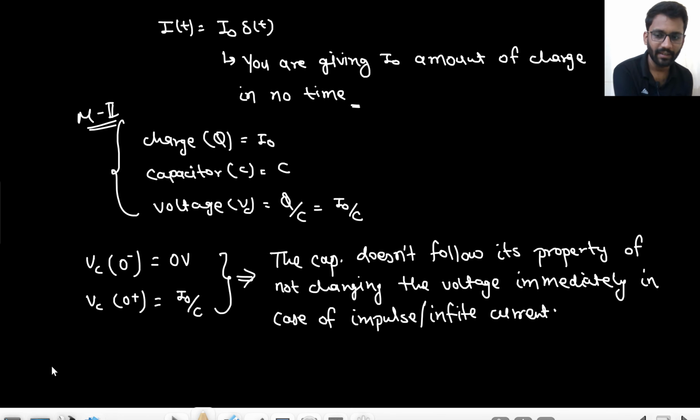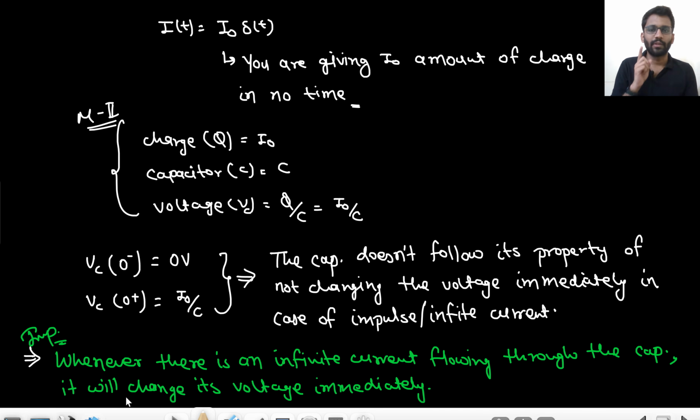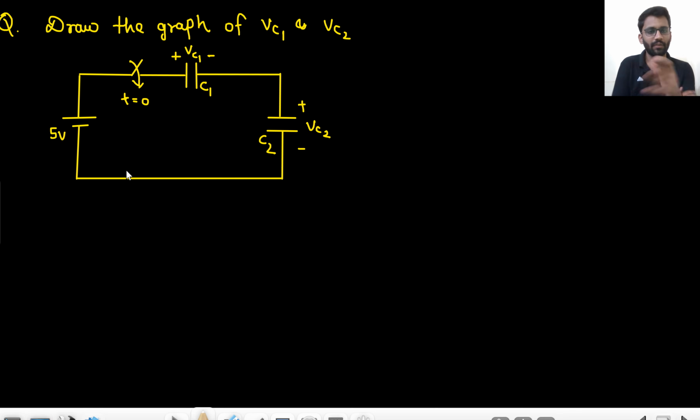I will pause the video and write it. Okay, so I have written a very important point: whenever there is an infinite current flowing through the capacitor, it will change its voltage immediately from 0 to some value. Got it? Now let's see this question. We have seen this question in basics of network. If I hadn't taught you the concept of transient and the concept of capacitor, and I had asked you the value of VC2, what would you say?